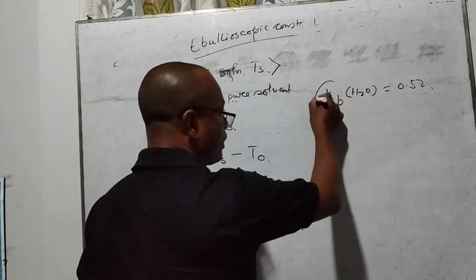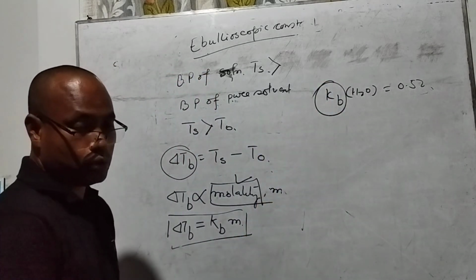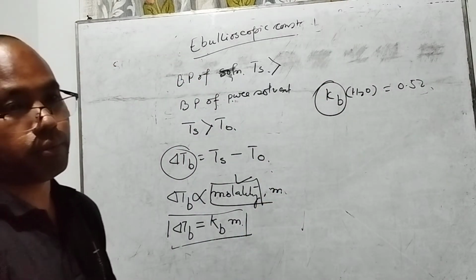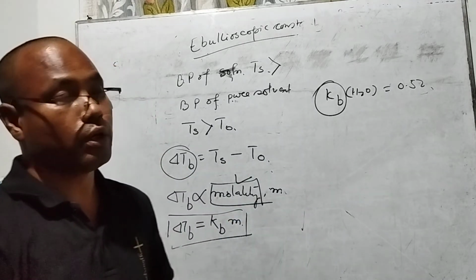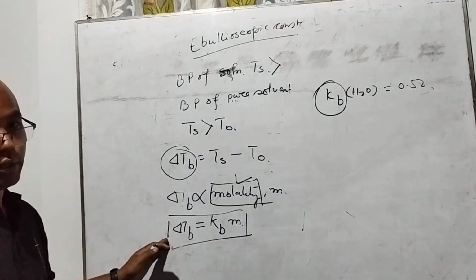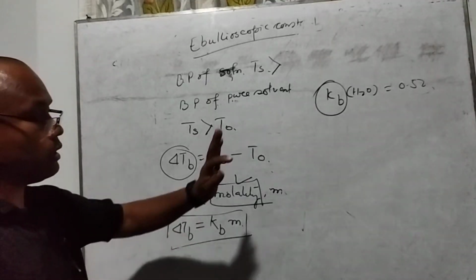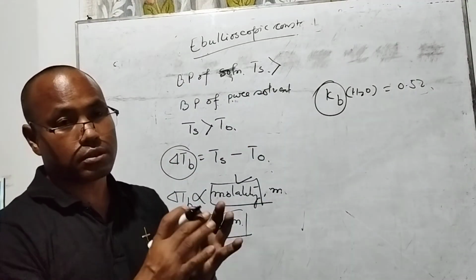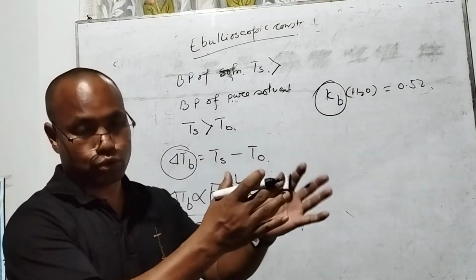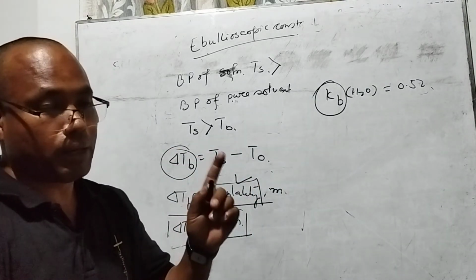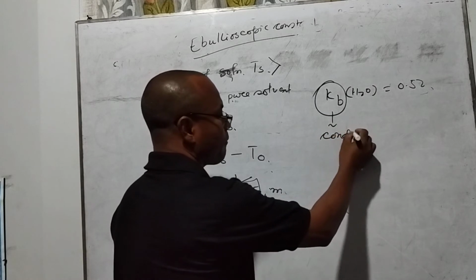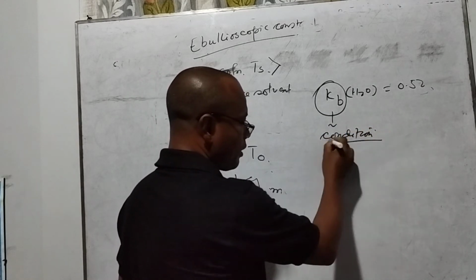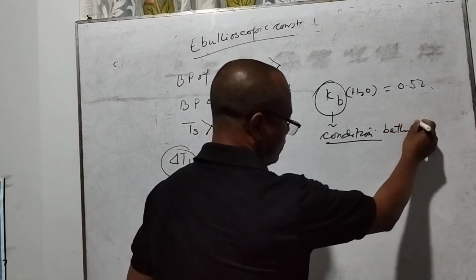Those solvents having a high Kb value are the better solvents in order to find the elevation of the boiling point, because this solvent does not interact with our solute. So what is our condition for the best solvent? Better solvent, I write better solvent.